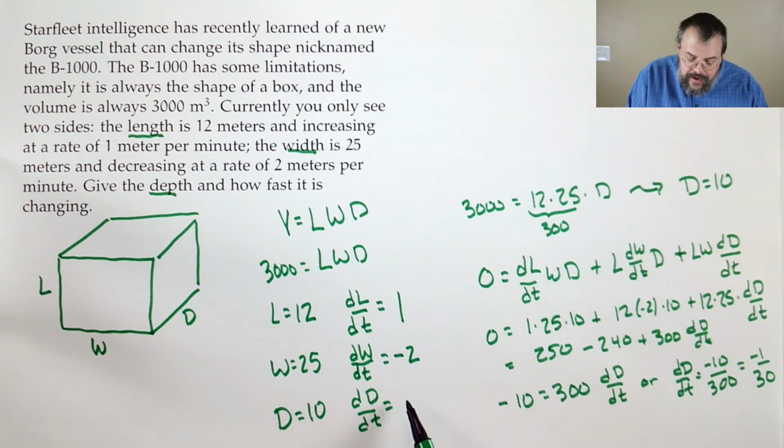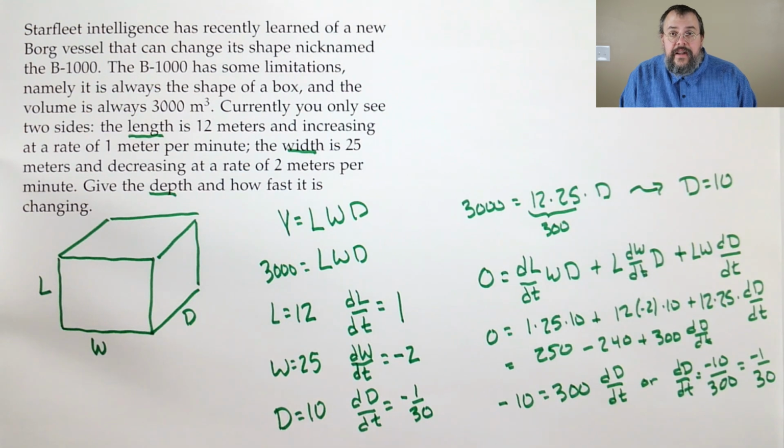Okay, so what's happening? Well, there is a change happening, but it's not changing by very much. It's changing very slowly. Now, is the depth increasing or is it decreasing? The answer is it's decreasing because it's a negative value. That indicates we're going down.